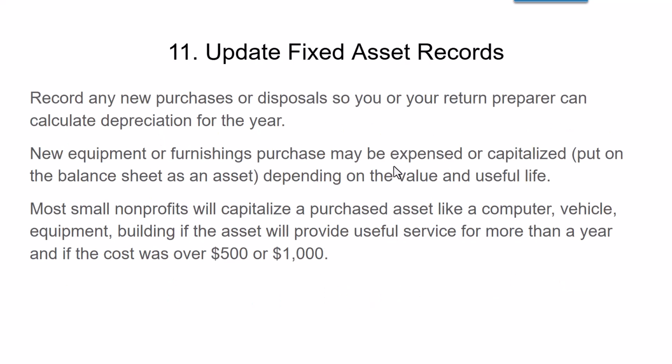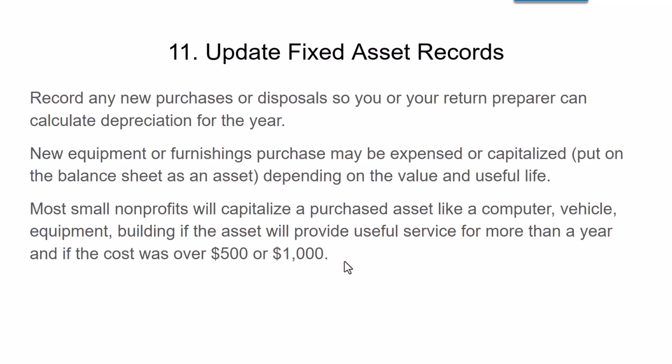Update your fixed asset records. Usually small organizations especially, they buy equipment during the year, computers, furniture, and they just kind of lump it all under supplies and something like that. And so it's the preparer's job, the tax return preparer's job, to go in and look around in all those accounts and see, oh, look, they purchased something for $1,000. Let me find out what that was. Because a lot of times that needs to be capitalized on the balance sheet instead of expensed.